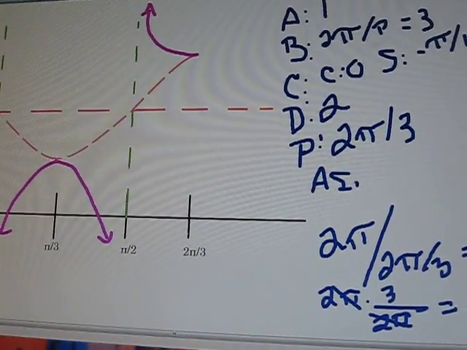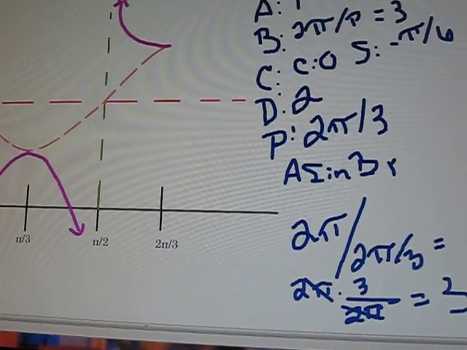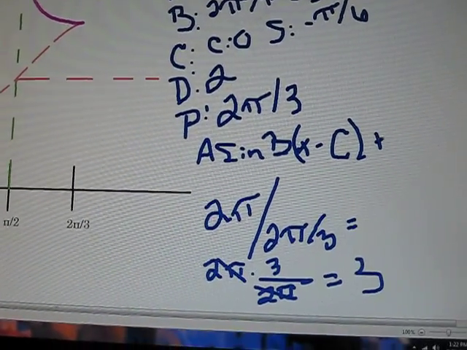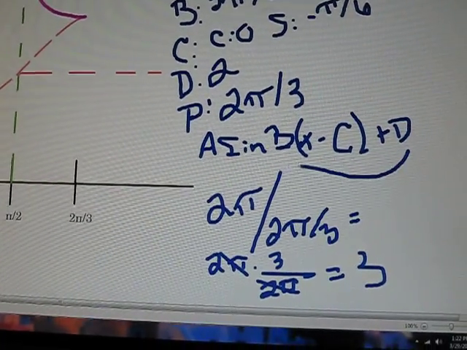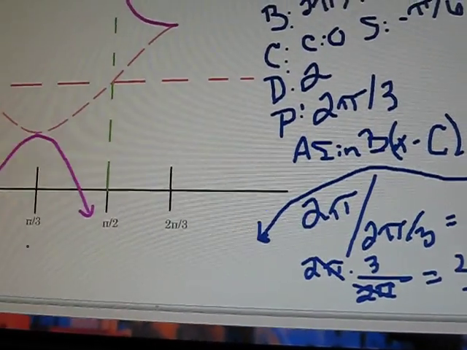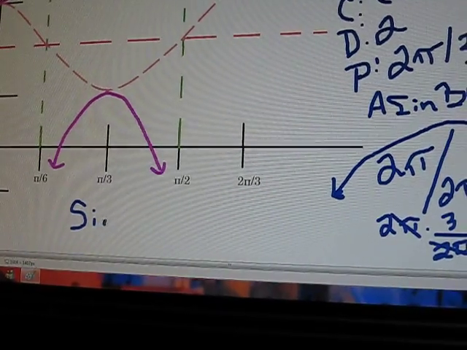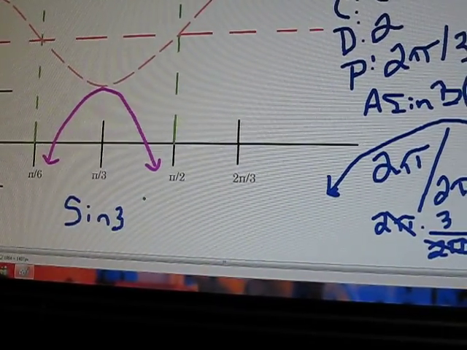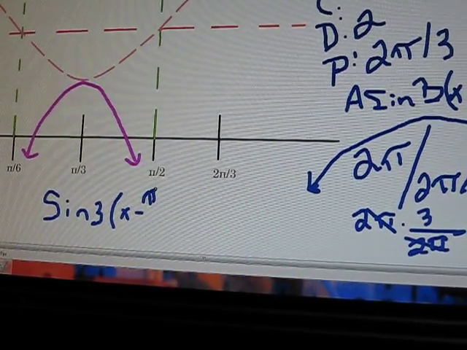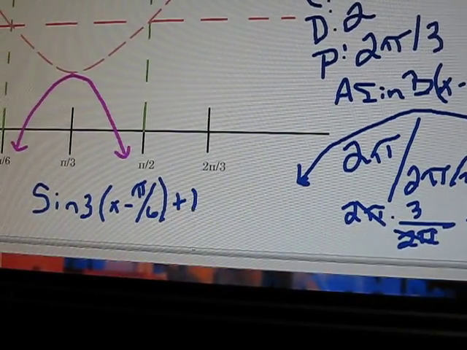Alright, now we can plug these into the equation. A sine or cosine b x minus c plus d, which equals... You can erase some of that if you want. That's okay. Okay. Which will be sine 3 times x minus pi over 6 plus 2. Now that's for the sine equation.